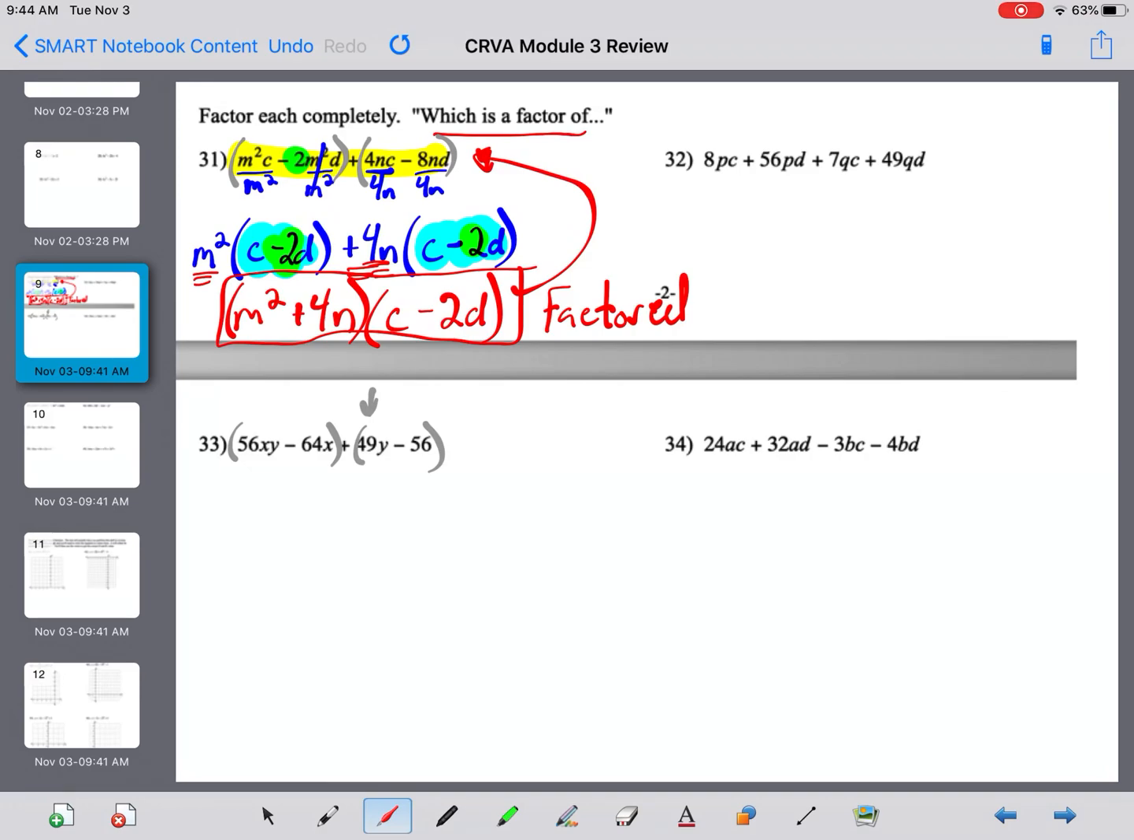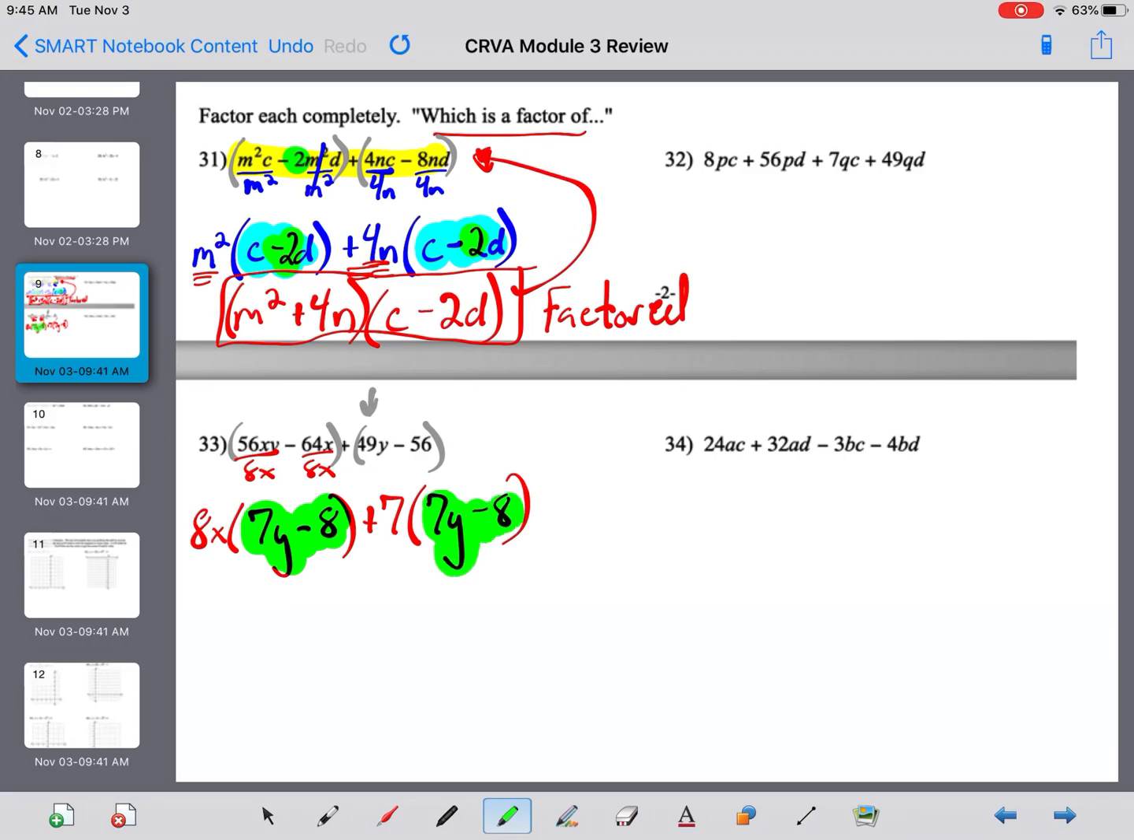But if I just look at these first two terms, I can factor an 8 and an x out of both of them. So I'm going to divide them both by 8x to figure out what remains in the parentheses. A 7y minus 8 stays in the parentheses. What can I factor out of this second parentheses? I can factor a 7 out. It'd be a positive 7, so I'm going to put a plus 7, and then I'm left with 7y minus 8. Hey, these match. Coincidence?